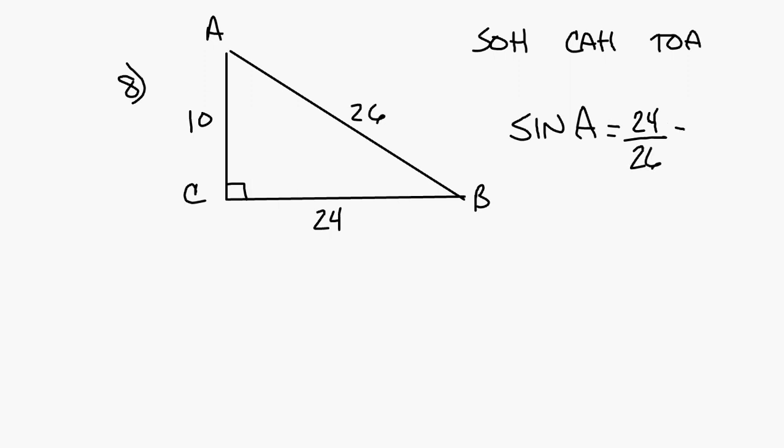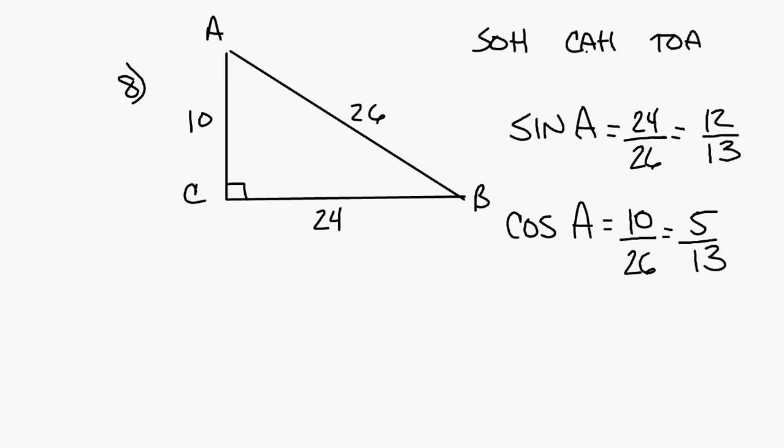24 and 26 are even. They're both divisible by 2. So that's 12 over 13. Second part of the question is cosine of A. Cosine of A is equal to, cosine is adjacent over hypotenuse. Adjacent to A is 10. The hypotenuse is still 26. And 10/26 simplifies to 5/13. So there's your sine of A and your cosine of A.